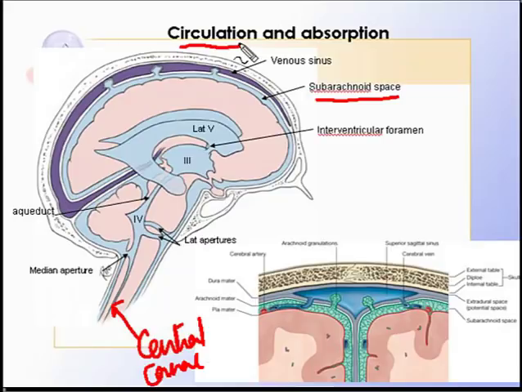Now, the CSF is being produced continuously. About 300 ml is produced in 24 hours, and like I said, most of it is produced by the choroid plexus. A little bit is produced by the parenchyma of the brain too.